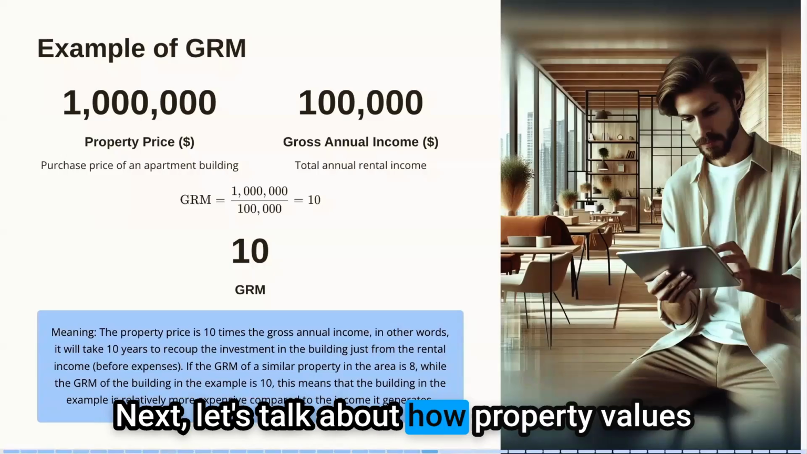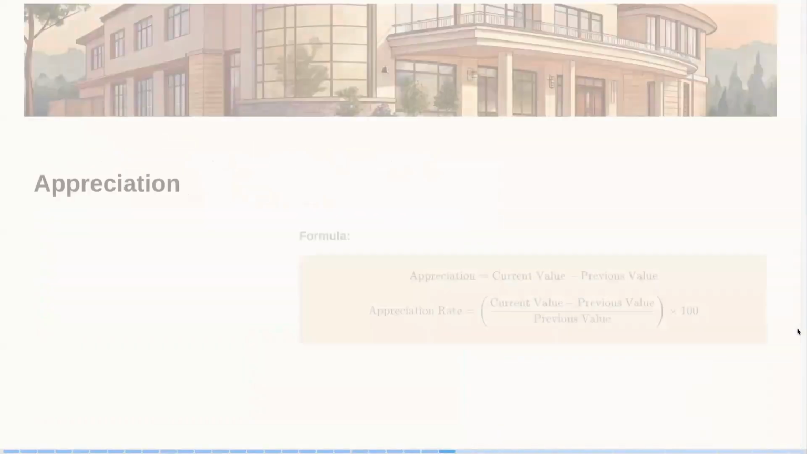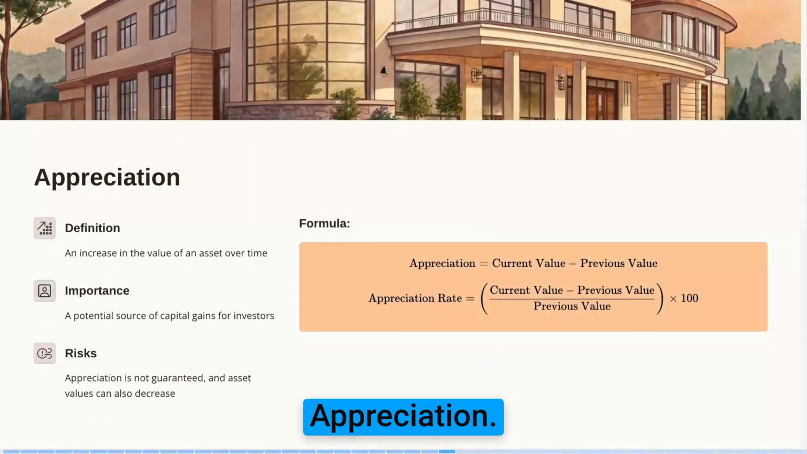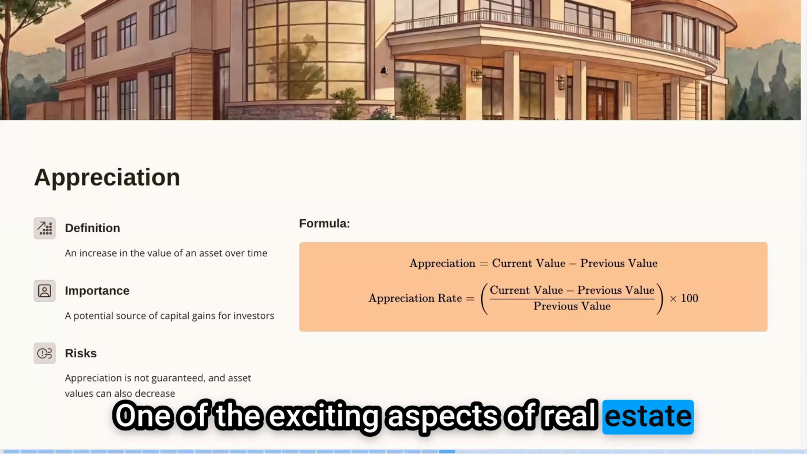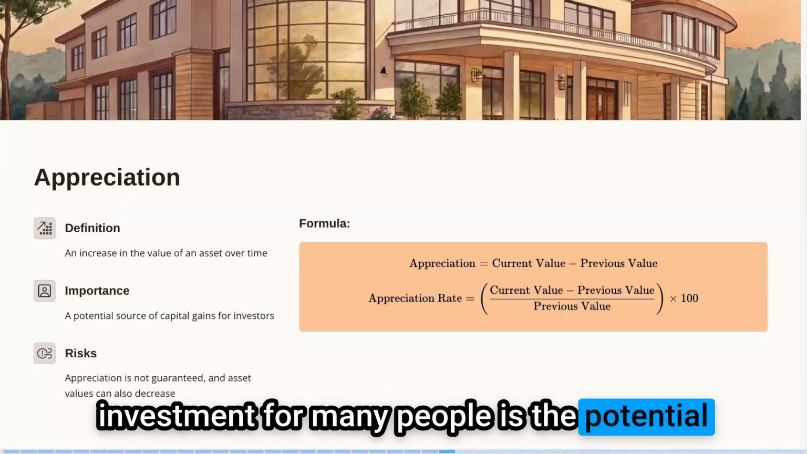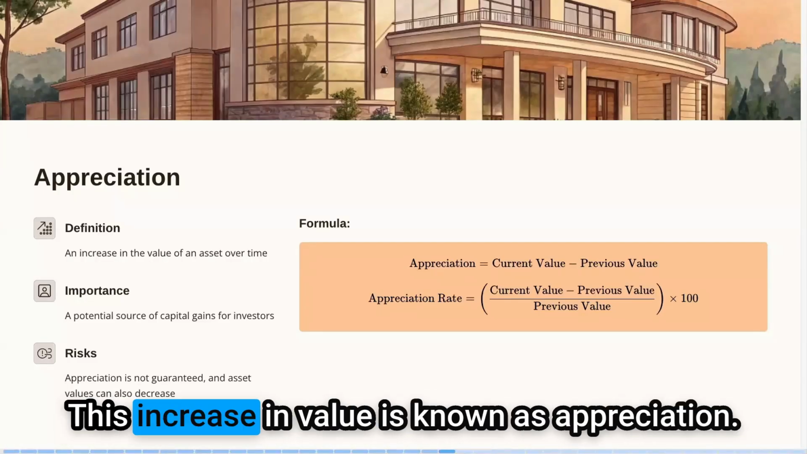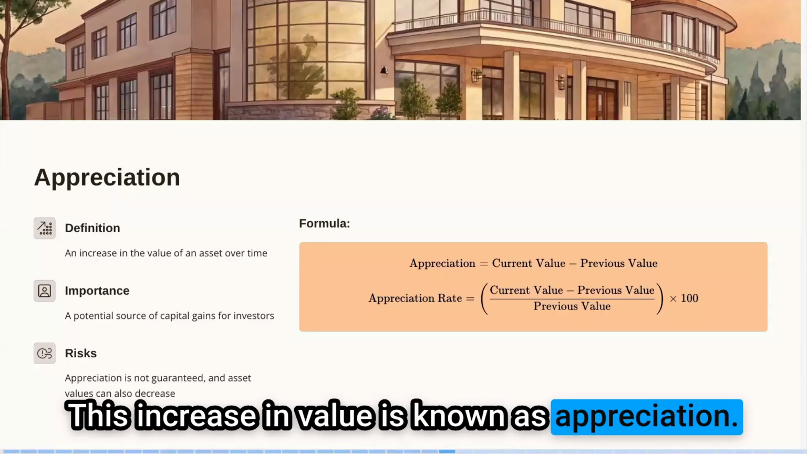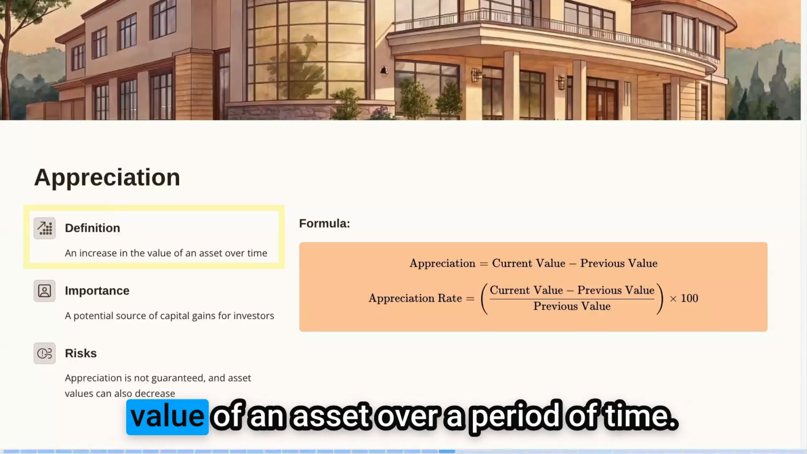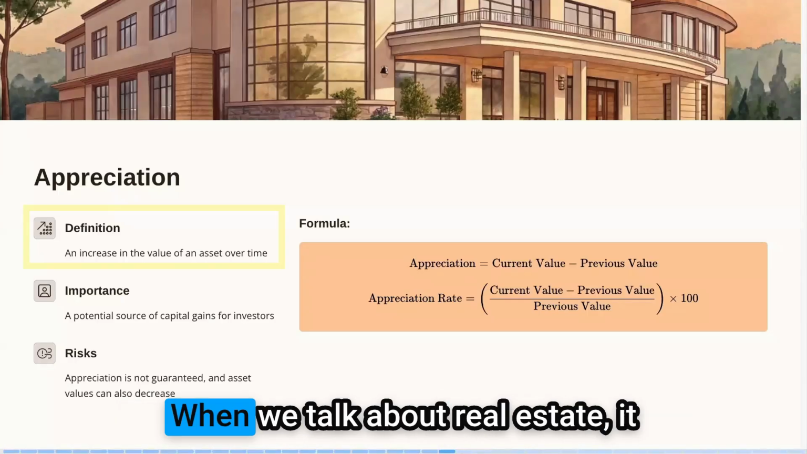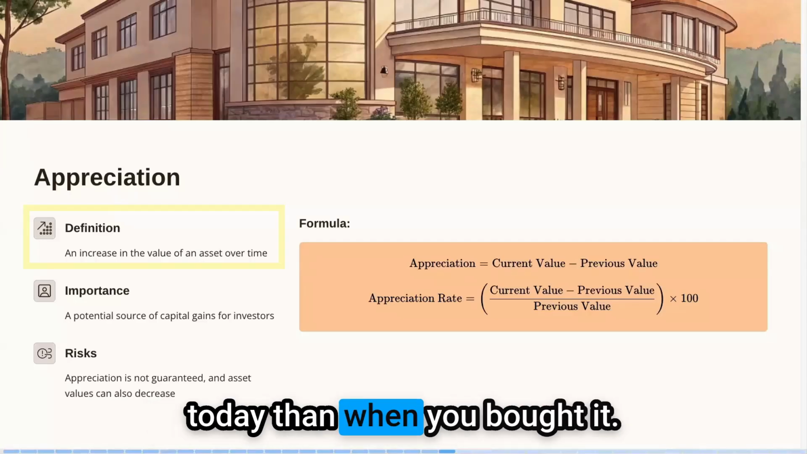Next, let's talk about how property values themselves can change over time. Appreciation. One of the exciting aspects of real estate investment for many people is the potential for the property's value to go up over time. This increase in value is known as appreciation. What is appreciation? Appreciation is simply an increase in the value of an asset over a period of time. When we talk about real estate, it means your property is worth more today than when you bought it.